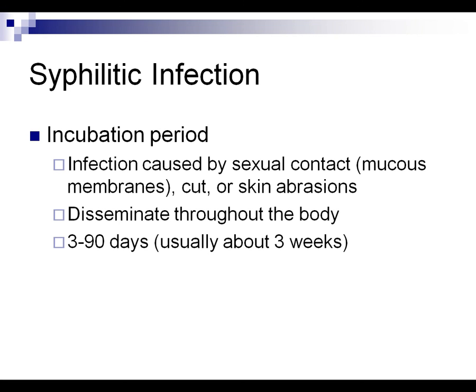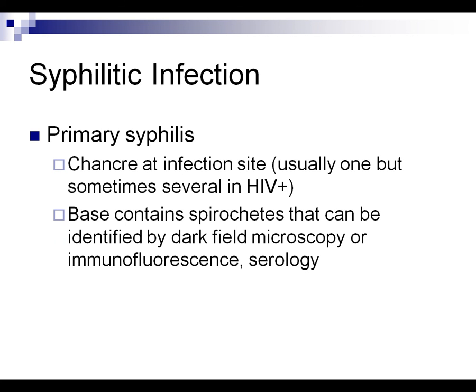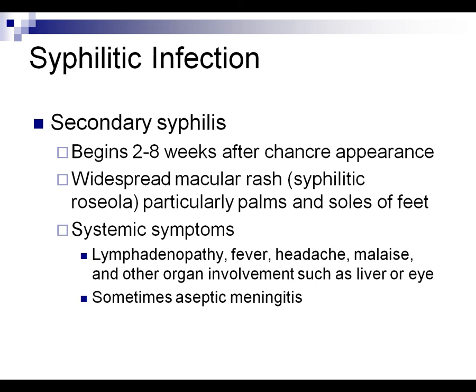The incubation period is about 3 to 90 days, which allows the organism to disseminate throughout the body from where it was first infected. In primary syphilis, we see a canker at the infection site. Usually there's one, but there can be several of these, especially in HIV-positive individuals. The base of the canker contains the spirochetes that can be identified, so you want to target the base when the specimen is collected. Then you want to perform dark field microscopy or immunofluorescence or serology.